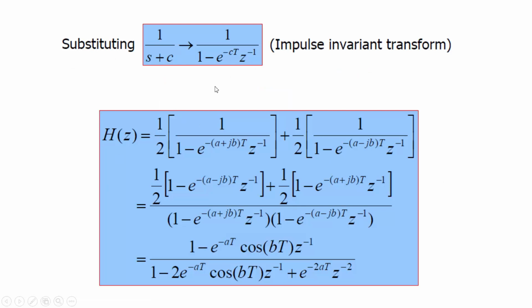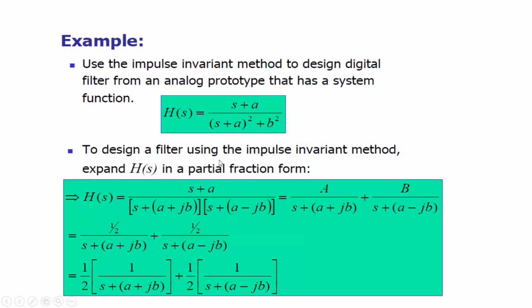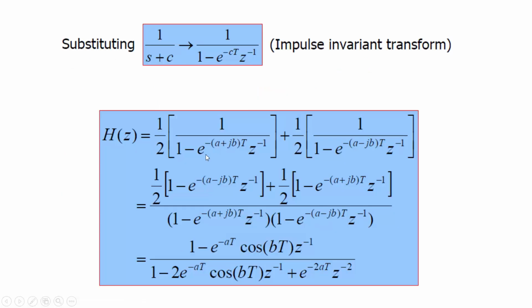Now if you apply this transformation, in the first case the coefficient is a plus jb, so that's what we get, e to the power minus a plus jb. And for the second component of the transfer function, we get the same. If you solve it further, you will be able to get the final form of the transfer function, 1 minus e to the power minus aT cos bT z to the power minus 1 in the numerator side, and this is your denominator side.